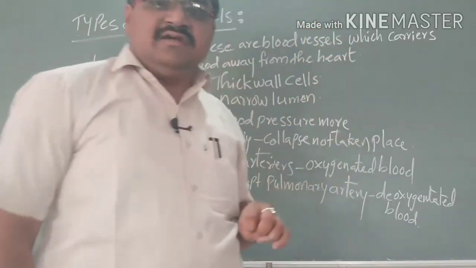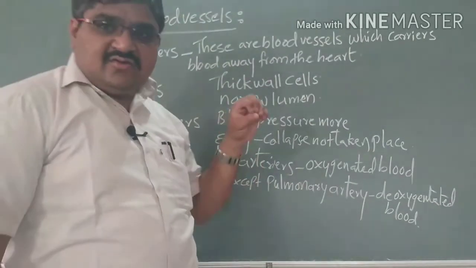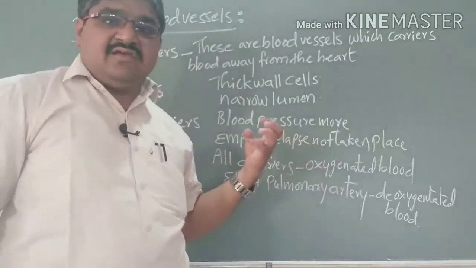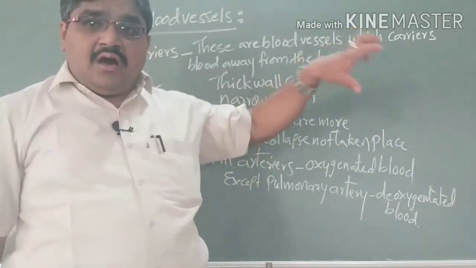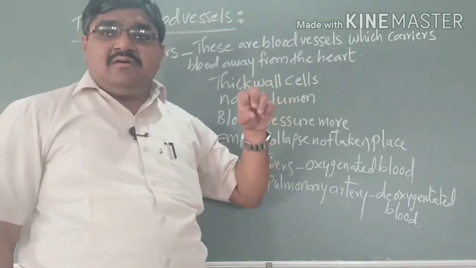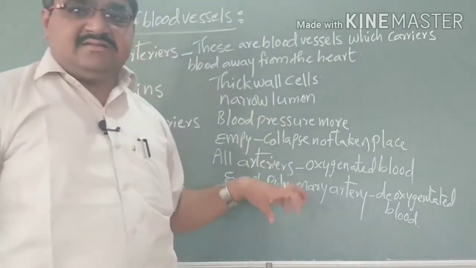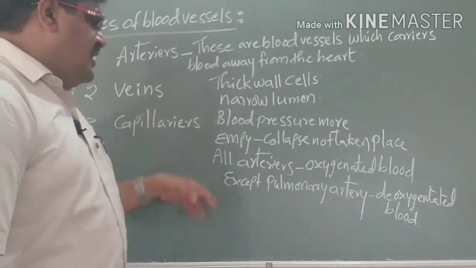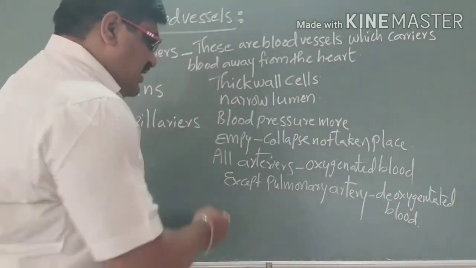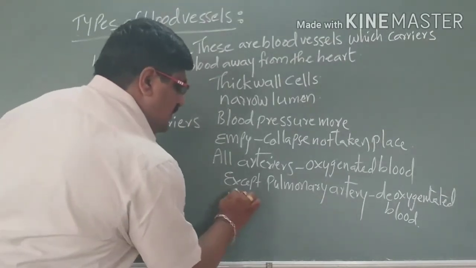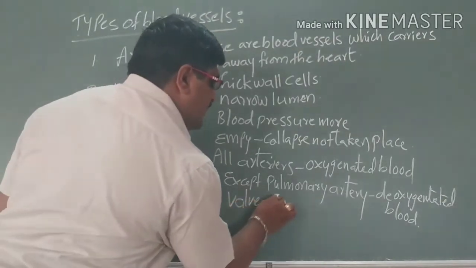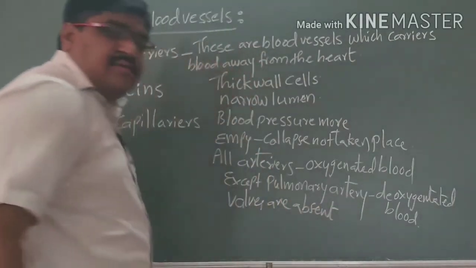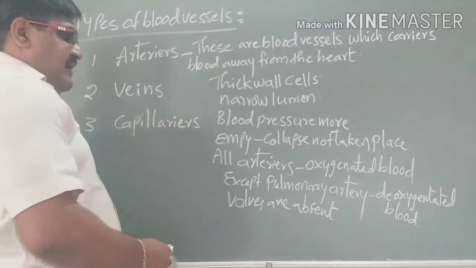So such vessels are channels which carry oxygenated blood to all parts of the body, that is, they carry the blood away from the heart. Such blood vessels are called the arteries. Also, there are no valves in arteries. The valves are absent in the arteries.